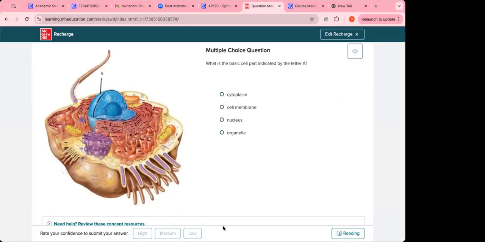What is the cell part? Okay, what is it pointing at? The black arrow. The nucleus. That's right. It's pointing at the nucleus. Good job.